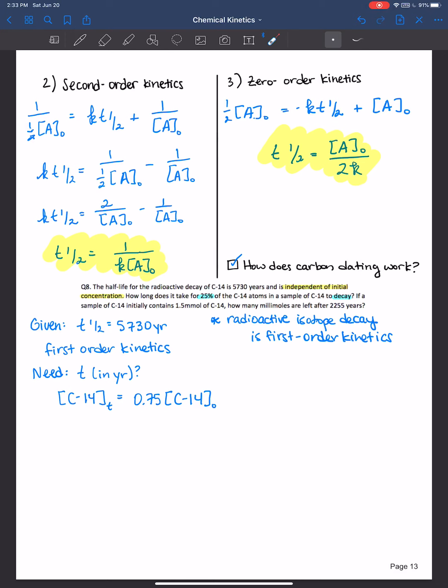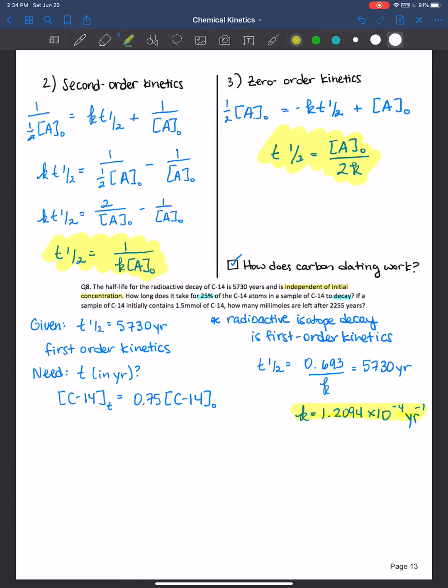So we're going to first calculate what the rate constant is for this process. And we just learned that half-life for first order kinetics is 0.693 over K, and that is equal to 5,730 years. And therefore K is equal to 1.2094 times 10 to the negative fourth inverse years. So I'm going to highlight that because we'll need it in a second.